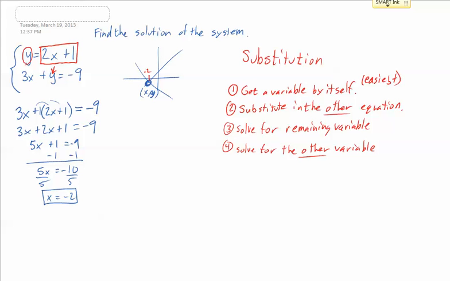Okay, so again, when we're solving for the other variable, we're going to put it into the one that looks the easiest. Well, it looks easiest to get y in this first equation, because y is what I want. So I'll go y equals 2 times x plus 1. And so then I'll have y equals negative 4 plus 1, so y equals negative 3. So now I have my point, which is negative 2 comma negative 3.